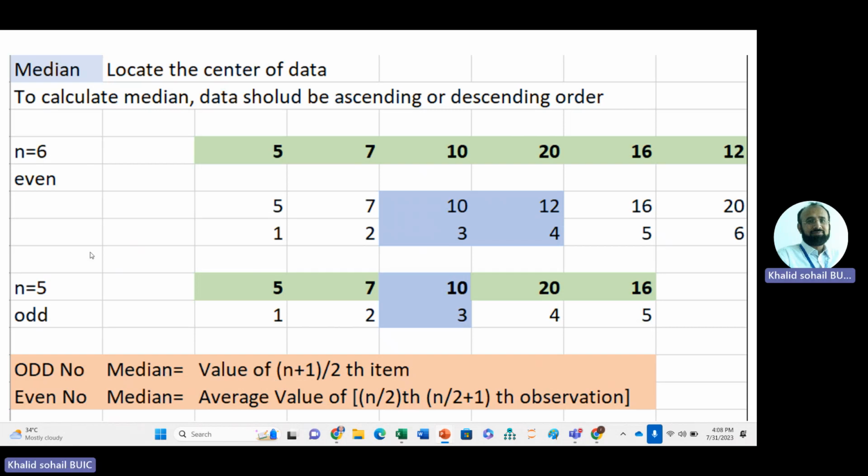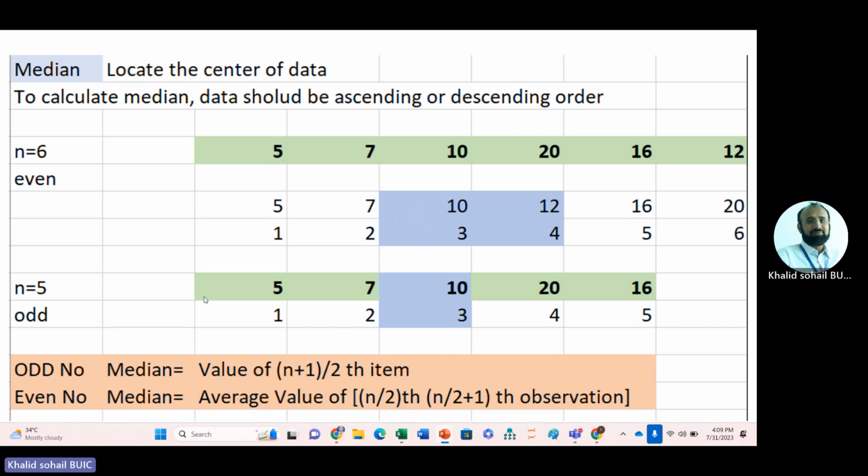And for even, for example, if we have six observations, for even we take two positions. The first one is the n by 2th and the second one is the n by 2 plus 1th position.